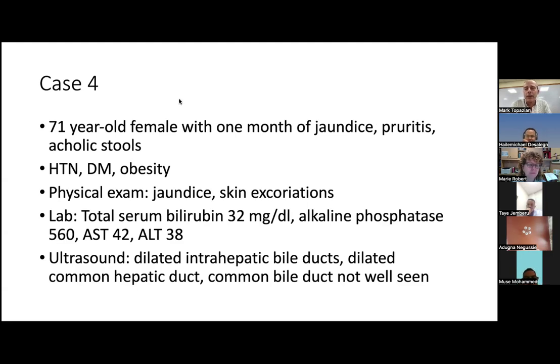So this is a 71-year-old female who had 1 month of jaundice, pruritus, and acolic stools. She had comorbidities, including hypertension, diabetes, and obesity. On physical exam, she had jaundice and skin excoriations. Her total serum bilirubin was 32 milligrams per deciliter, normal being about 2.5 milligrams per deciliter, alkaline phosphatase 560, transaminases almost normal. Ultrasound showed dilated intrahepatic bile ducts, dilated common hepatic duct, common bile duct not well seen.